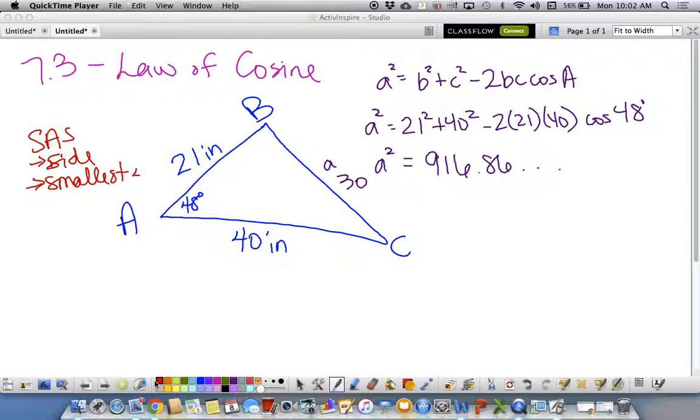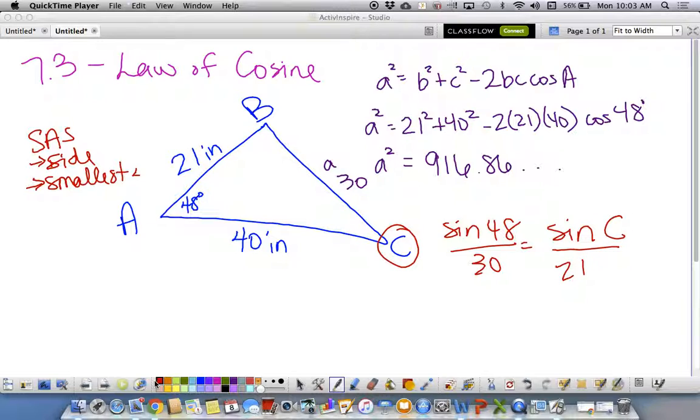And we need a small number. Because remember, with sine, it could be an acute angle or an obtuse angle, and it will give us the same number. Okay? So, if we know we get the smallest angle, which one are we going to? C. So, I need sine 48 divided by 30 equals sine C over 21.